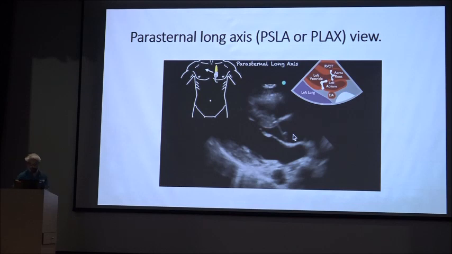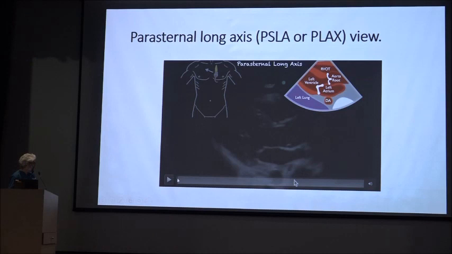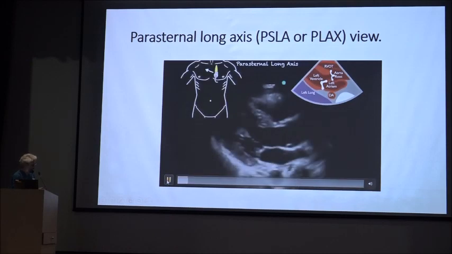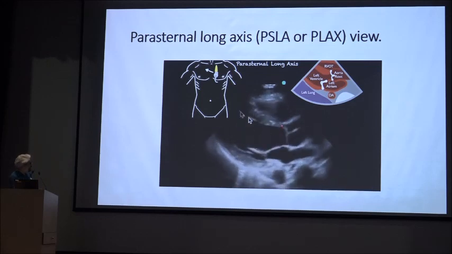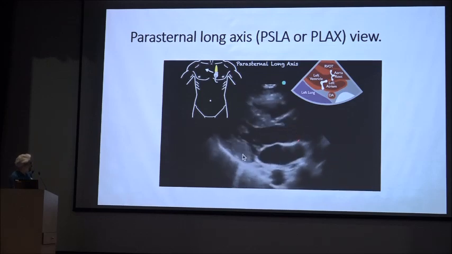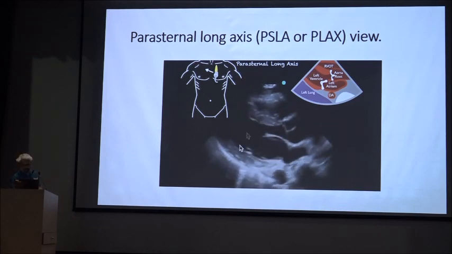So if you want, I'll just play the video once again. So this is the left atrium draining into the left ventricle, aortic valve, mitral valve, and the LVOT, RV, and the descending aorta.